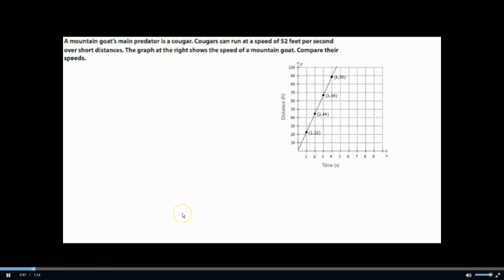McGraw-Hill Personal Tutors. A mountain goat's main predator is a cougar. Cougars can run at a speed of 52 feet per second over short distances. The graph at the right shows the speed of a mountain goat. Compare their speeds. So we're told that a cougar can run at 52 feet per second, and this is over a short distance.